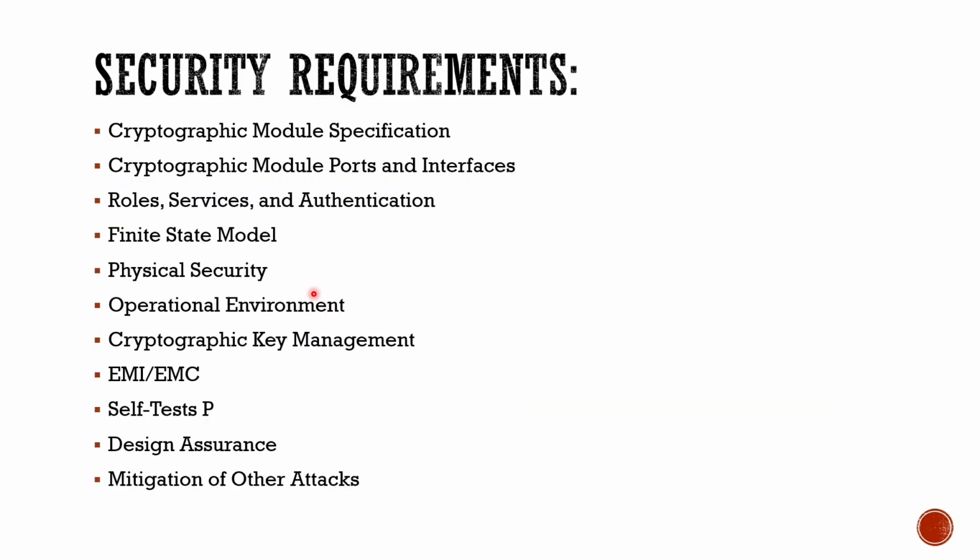The document specifies the security requirements for FIPS 140-2 rating. These include cryptographic module specification, cryptographic module ports and interfaces, roles, services and authentication, finite state models, physical security, operational environments, cryptographic key management, EMI and EMC, self tests, design assurance, mitigation of other attacks, etc. We'll go through all of these in the upcoming slides.